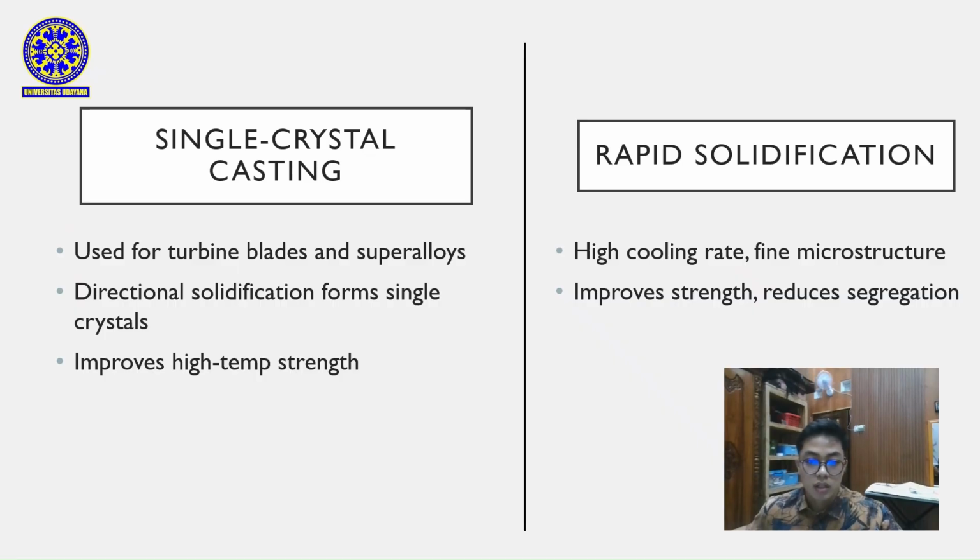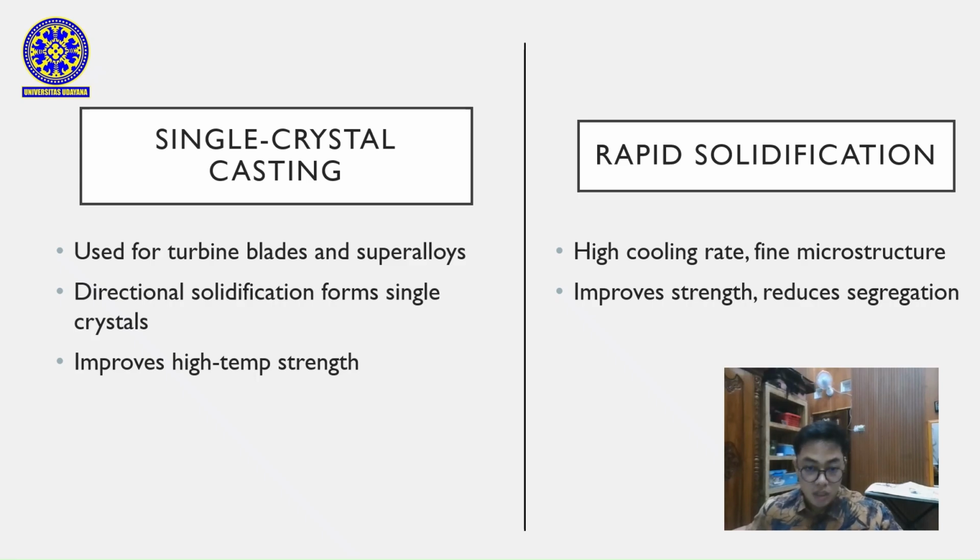Single crystal casting is an advanced technique for producing components with a uniform crystal structure. It's mainly used for turbine blades and superalloy parts operating under extreme temperatures. Directional solidification allows the material to resist creep and fatigue, improving performance and lifespan in jet engines.